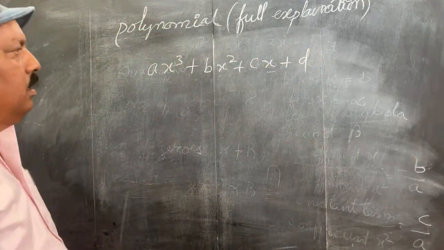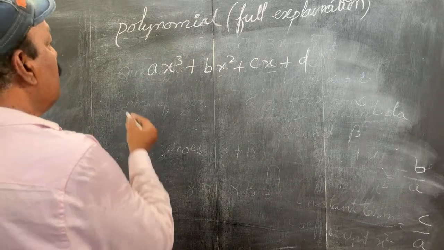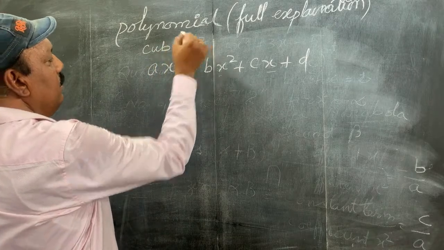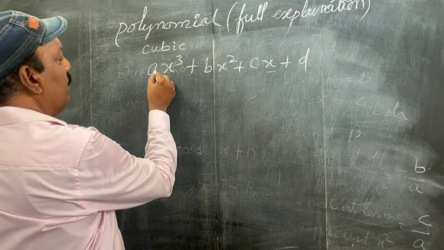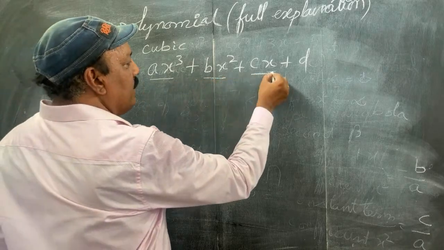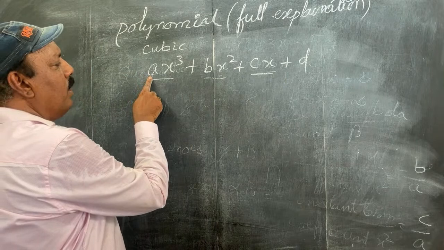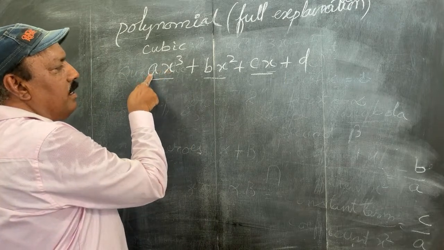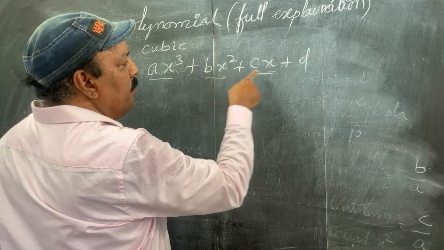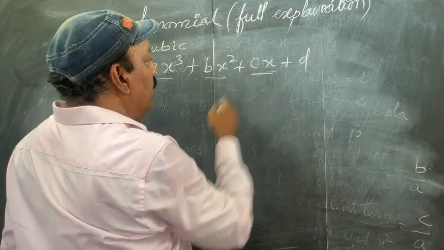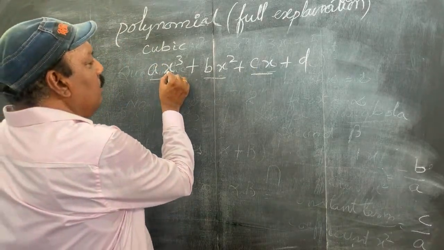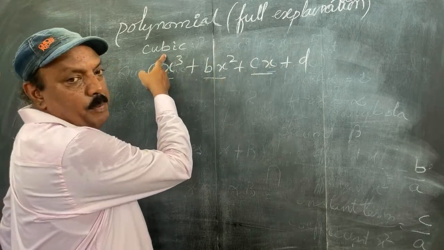Now, I am going to explain what the cubic polynomial is. The general form of a cubic polynomial is ax cube plus bx square plus cx plus d. In front of x cube, what is there? a. In front of x square, what is there? b. In front of x, what is there? c. Here, the highest power is 3, so it is called cubic.